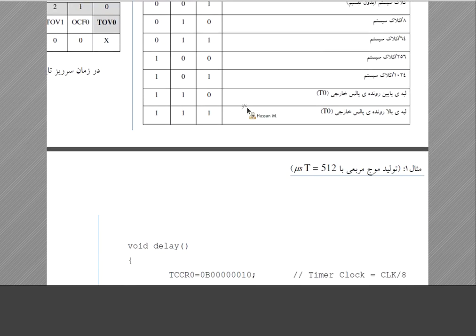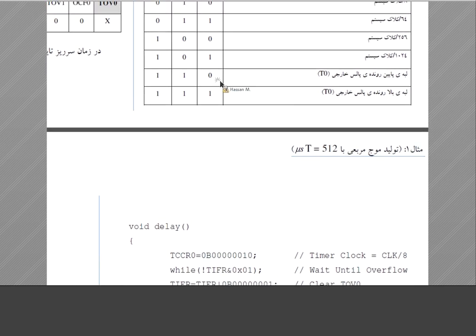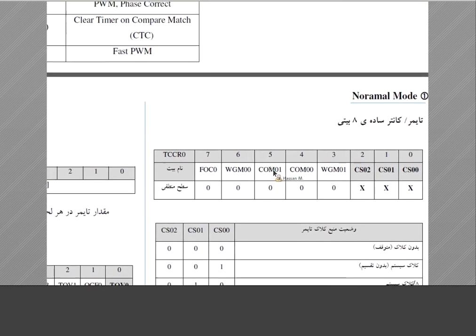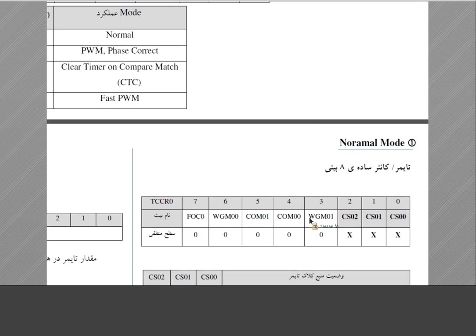We are working with timer 0 in normal mode. Normal mode is the simplest mode. These 2 bits, bit 3 and bit 6, are assigned as 0, 0. That means normal mode, and these bits are for clock selecting. That's right.